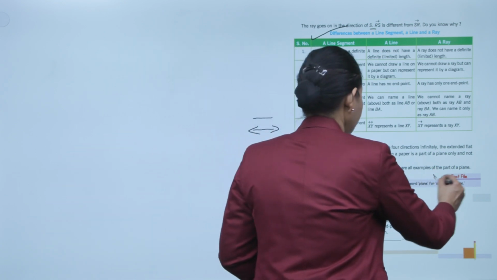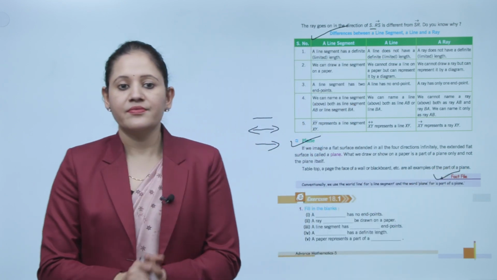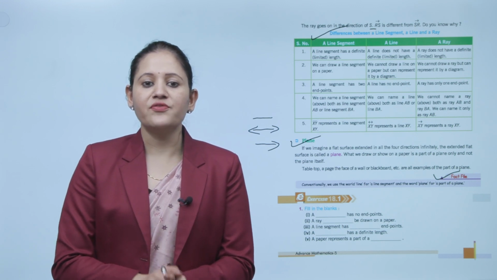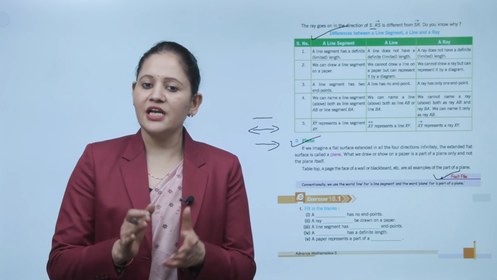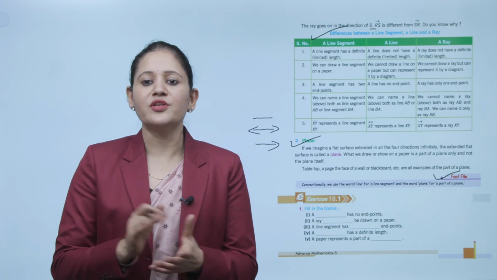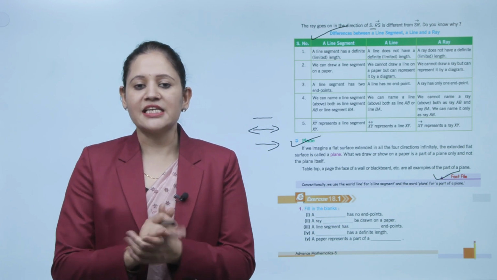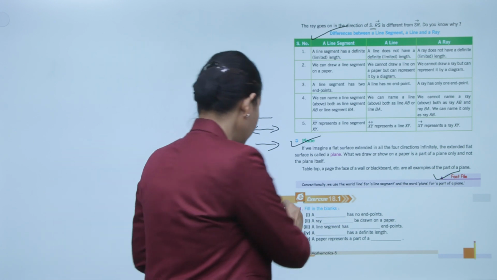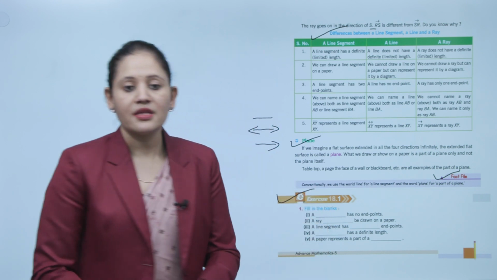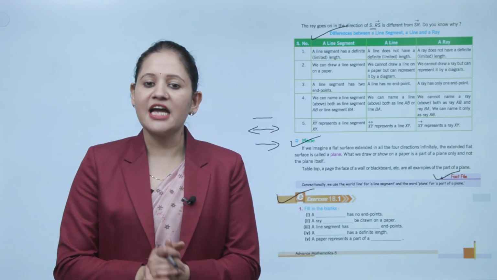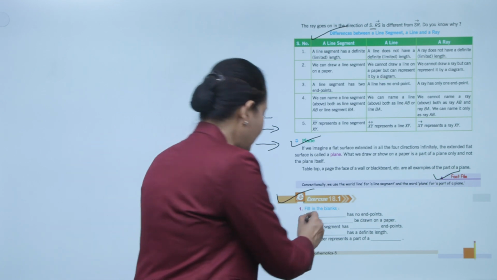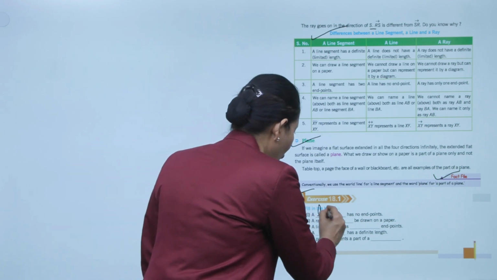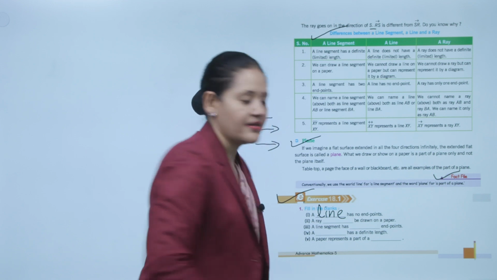Conventionally, we use the word line for the line segment and the word plane for the part of plane. Next is exercise 18.1. Fill in the blanks. A ray has one end point. A line has no end points. Clear?